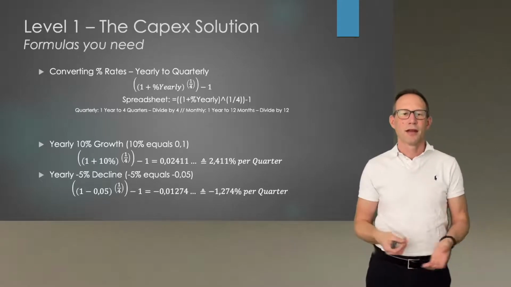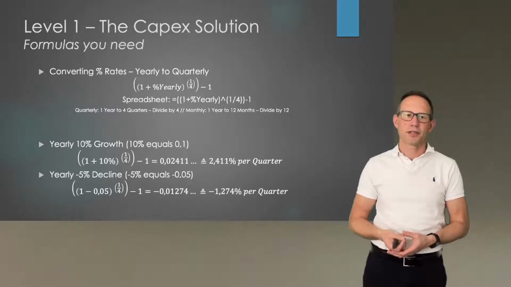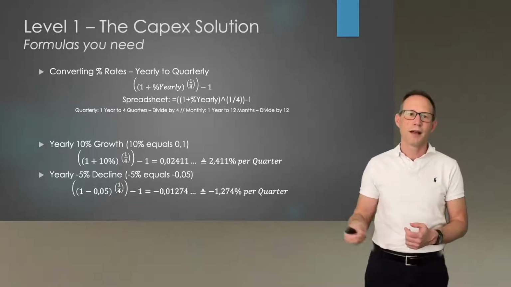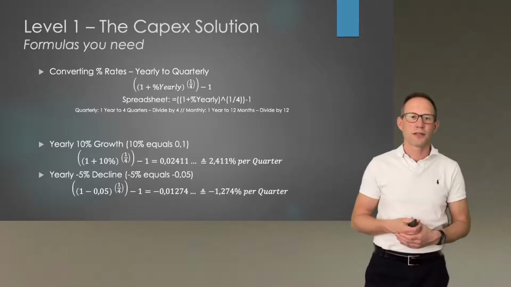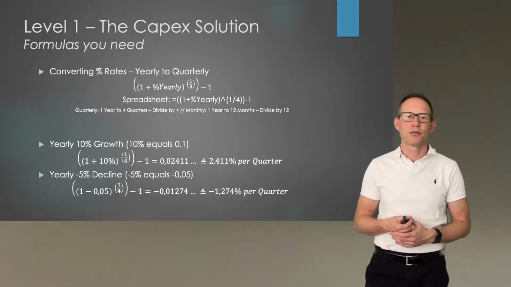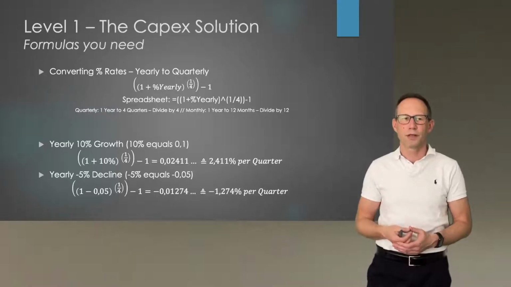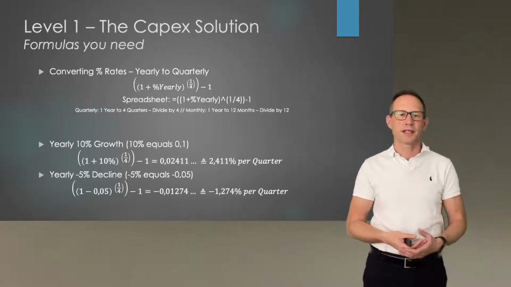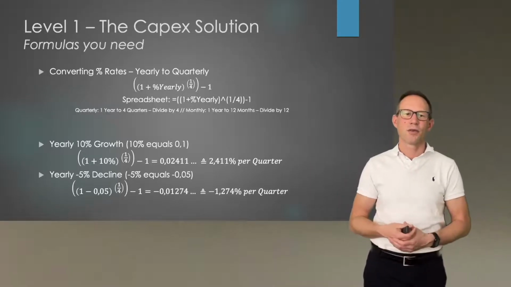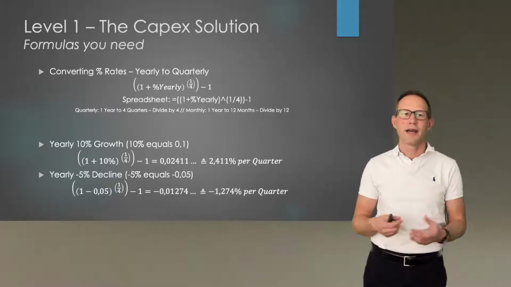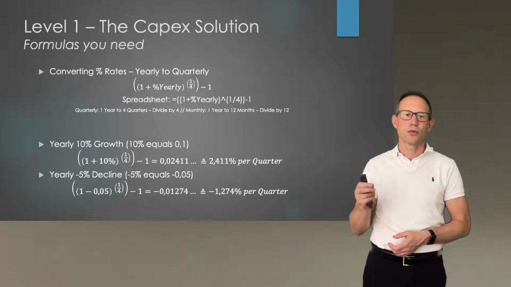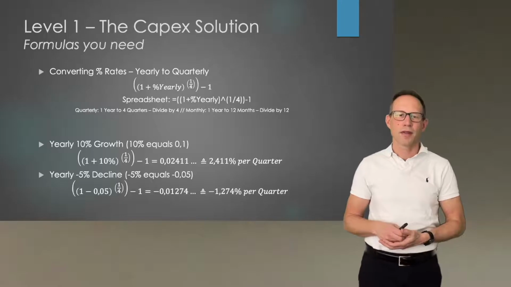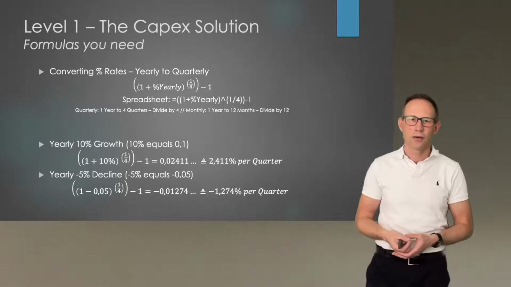So let's say we have a yearly growth of 10%. 10% equals, in decimal numbers, 0.1. With the formula as you see it here, this delivers 2.411% per quarter. The same works with a decline. A decline is a minus 5% in this example, and in this case you would convert the minus 5% growth into a minus 1.274% per quarter. You see the Excel spreadsheet formula also there. It's a formula that we need a lot during the next minutes.